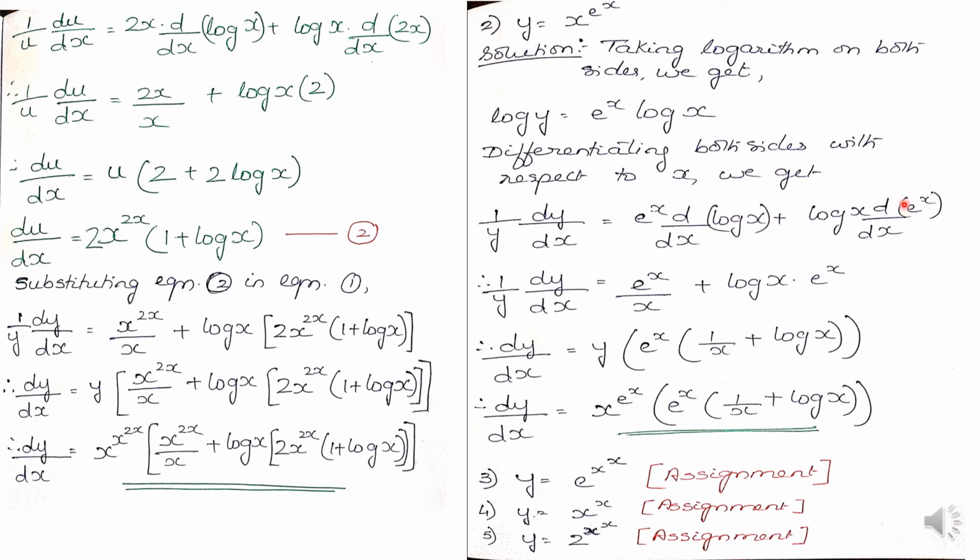Needless to say, log x becomes 1 upon x. And what about e raised to x over here? It remains the same because we know that differentiation of e raised to x is e raised to x. Thus we get this particular expression. As usual, we take y on the RHS and we get y into the whole thing. You can see that we have taken e raised to x common and written the remaining in the bracket. Then we substitute the value of y and get the final answer.